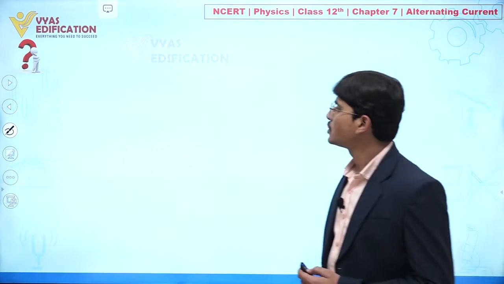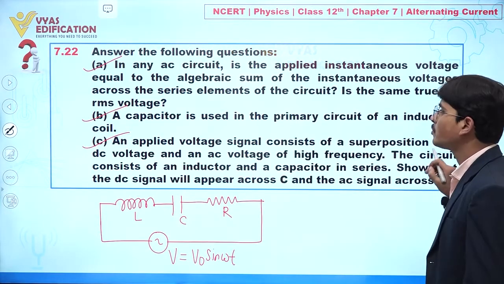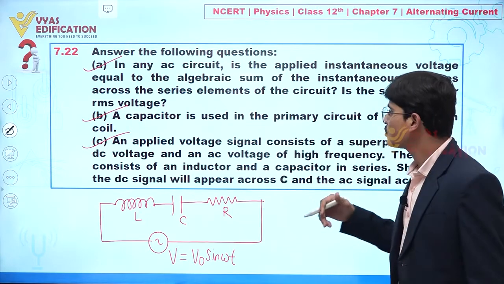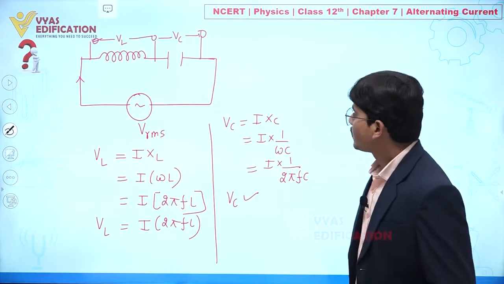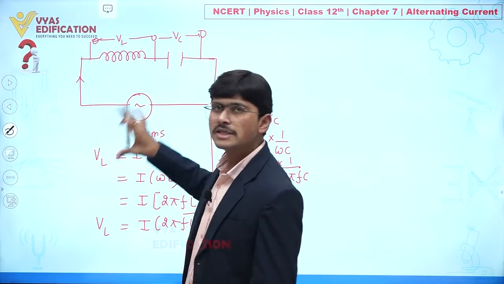So what is this question? The question is given: an applied voltage signal consists of a superposition of a DC voltage and an AC voltage. Then the circuit consists of an inductor and a capacitor. What will happen? Listen carefully. Now you can say this source actually consists of DC plus AC.